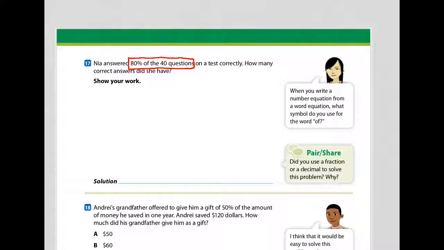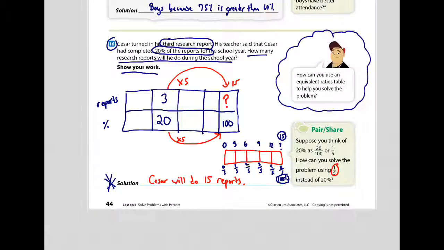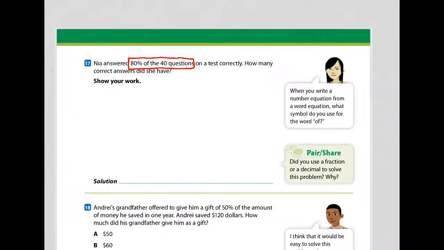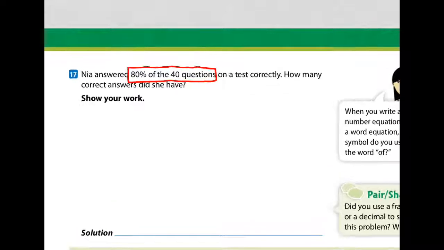Now, I want to talk about why this one is different from the last one. Because in the last one, I'm going to go back to it here, you had to figure out the whole. How many research reports will he do during the school year? You were given the part. You were told he only did part of them so far. He did 3, right? So in that one, you had to figure out the whole. In this one, you are given the whole. It says Nia answered 80% of the 40 questions. So that 40 questions is the whole. You have to figure out the part. How many correct answers did she have?